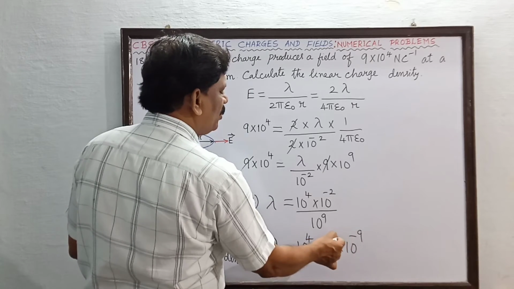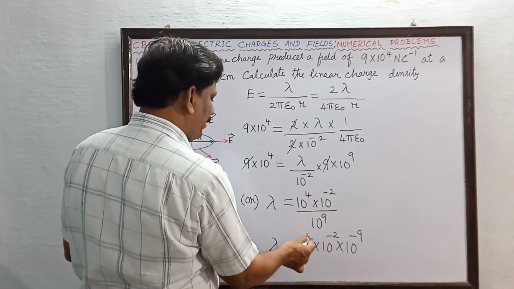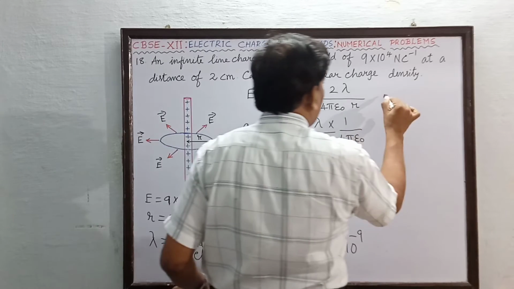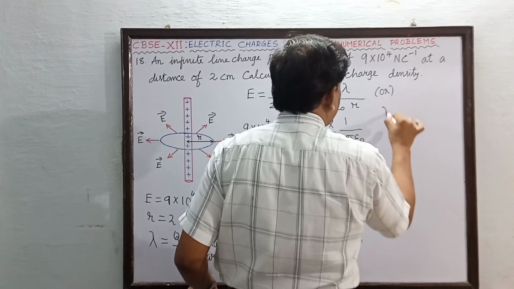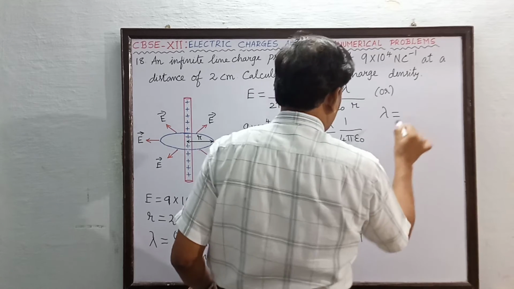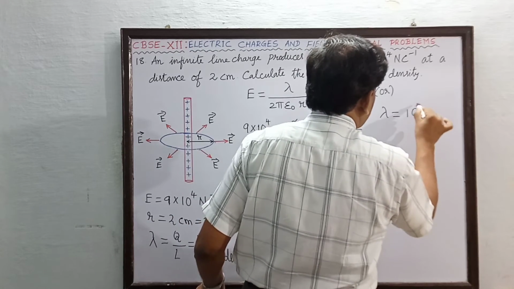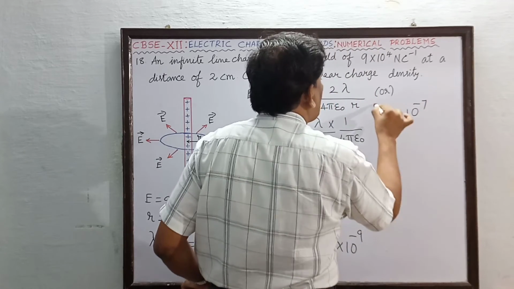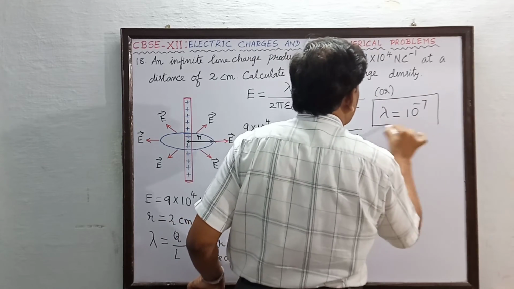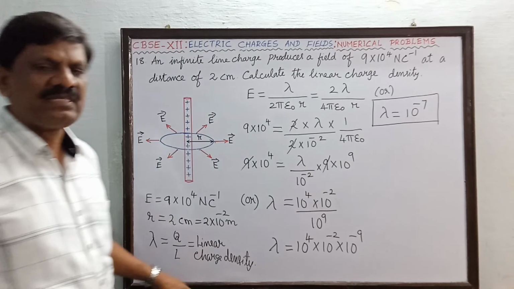So minus 9 and minus 2 makes minus 11, and this is a plus 4. So lambda is equal to minus 11 plus 4, that is minus 7: 10 power minus 7. The numerical value is 10 power minus 7.